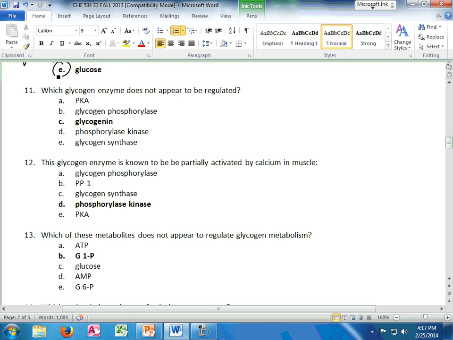Which enzyme does not appear to be regulated? So if you're looking at these, two are the ones that are reciprocally regulated. They're the two main players. When one is on, the other is off. You can see that information on the regulation slide 33. Phosphorylase kinase is the one that turns that on, and PKA is the one that turns that on. So make sure you know all the connections there.